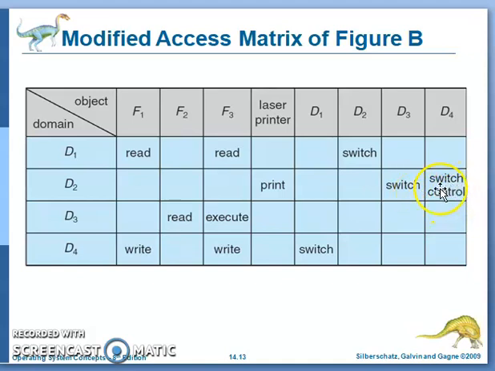What is the meaning of this control? Control means a process executing in D2 can control or can modify the access rights in domain D4. This is row wise. The control specifies the row wise modification. The control access right is there. That means a process executing in D2 can modify the access rights in D4. This is the row wise operation. The control specifies the row wise modification. This is about the access matrix.